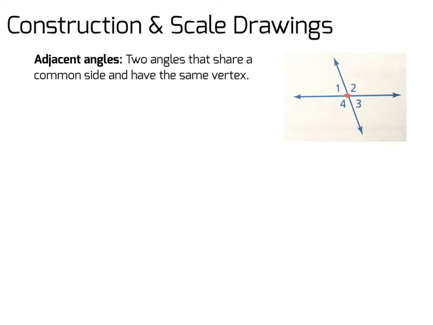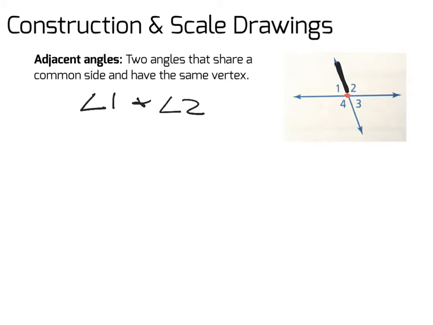Okay, so let's look. We have angles 1, 2, 3, and 4. To make them adjacent, they have to share the same vertex, which they all do. It's highlighted in red. And they have to have a common side. So I'm going to say that angle 1 and angle 2 are adjacent because they have this common side. Okay, they share a side.